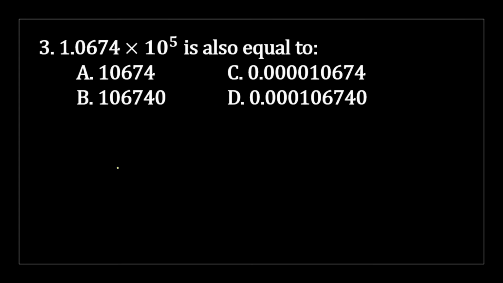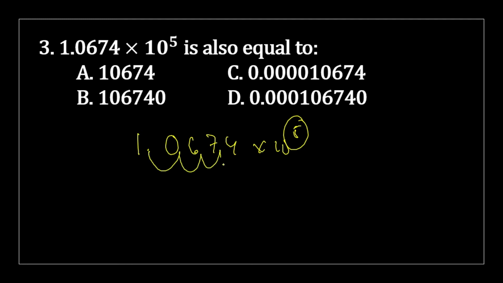Number 3. So 1.0674 times 10 raised to the fifth power is also equal to. So if we're going to write it, 1.0674 times 10 raised to 5. See this number? All you need to do with the power of 10 is to move this decimal point 5 times. So 1, 2, 3, 4, then 5. So you put 0 there.